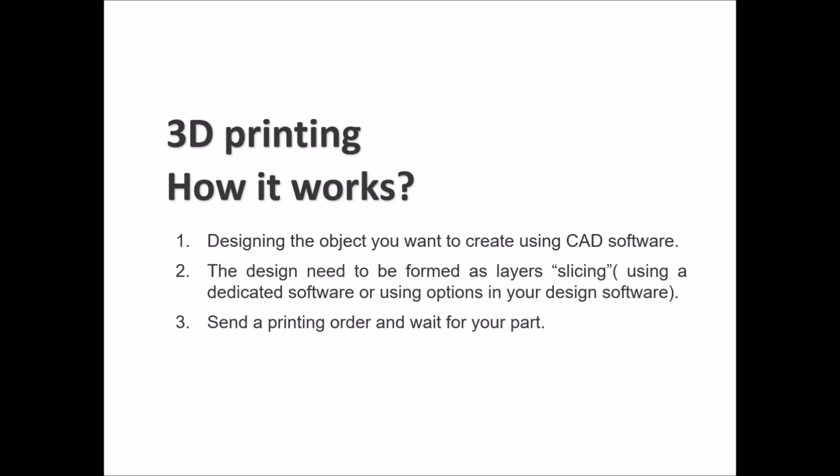If we want to define how 3D printing works, firstly you go to your CAD software and design the object you need in the dimensions you want. Then you do something, either embedded in the software you're using or in an outsourced software, called slicing, which is basically dividing the solid object that you designed into a specific group of layers. These layers help the program generate a code for the 3D printer to follow in order to build the layers one above each other to create your final product. When you finish, you just send your order to the printer and wait for your part to be ready.